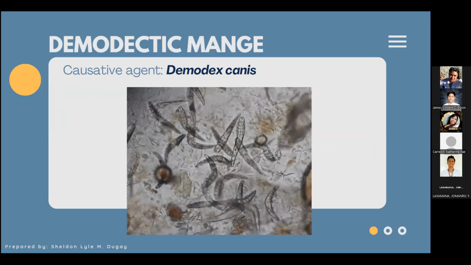So yung kanina parang pabilog yung sarcoptes, ito namang Demodex, pahaba. So madali silang ma-determine. Kung mag-skin test kayo, ganito yung makikita nyo. Madi-differentiate nyo sila kaagad, kasi halos same yung lesions ng sarcoptic at ng demodectic mange. So baka malito kayo. So para tama yung diagnosis nyo, mag-perform kayo ng skin test, mag-scrape kayo ng skin, tapos titignan under microscope, ganyan yung makikita.